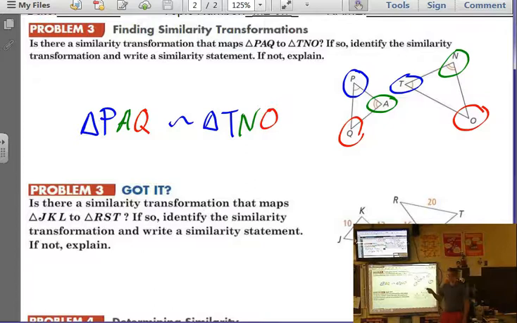So whatever order you have your points in, there is a similarity statement as long as P maps to T, A maps to N, and Q maps to O. So go ahead and try number 3 on your own using side lengths instead of using angles.